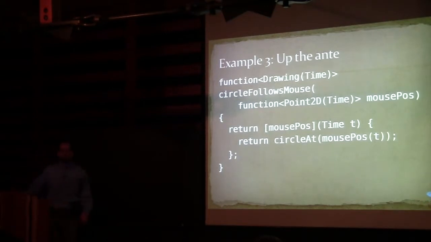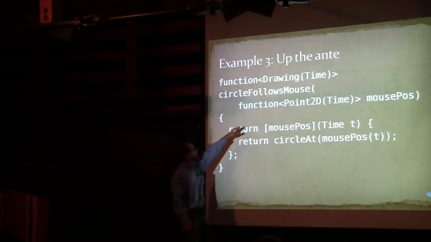So do you guys think that this would be correct? Assuming that we had that magic function, would this properly describe the program where the circle follows the mouse? I hear yes. Yeah, I think so too. So we see a commonality here with the argument.